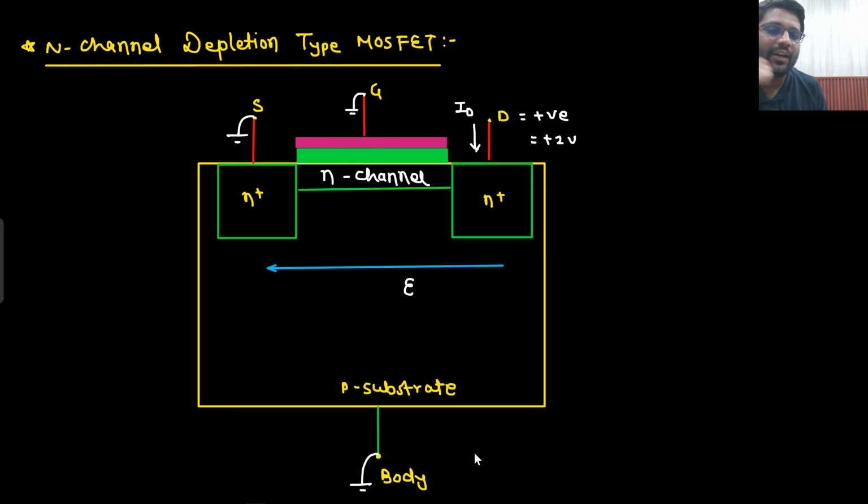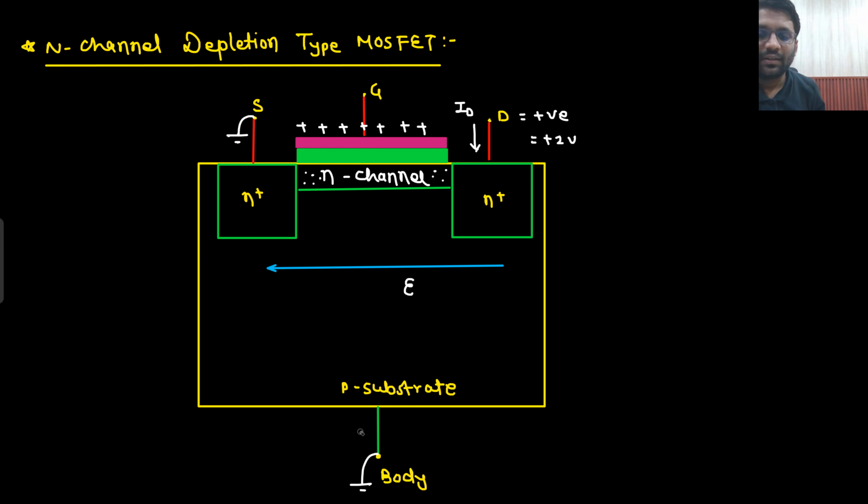Now if I apply positive gate voltage, if I keep on increasing the voltage, then what will happen? Positive gate voltage I have applied here. What would this positive voltage do? This positive voltage will attract the electrons. So already there were good enough electrons, more electrons are coming in because of this positive voltage. Already this was N channel, more electrons are coming in, more electrons means more current. So if you increase the gate voltage, current would increase.